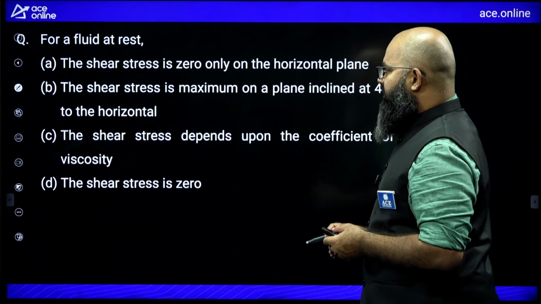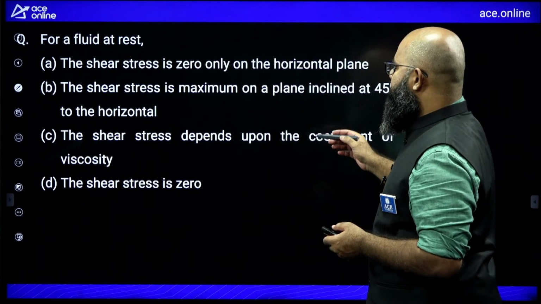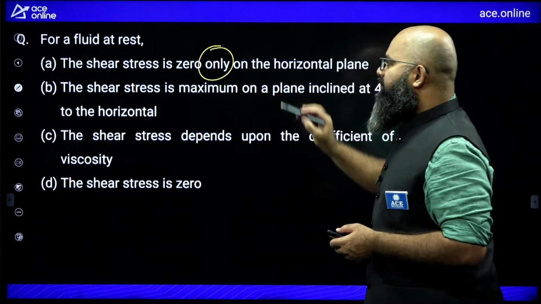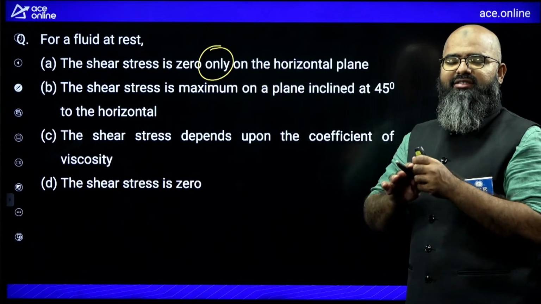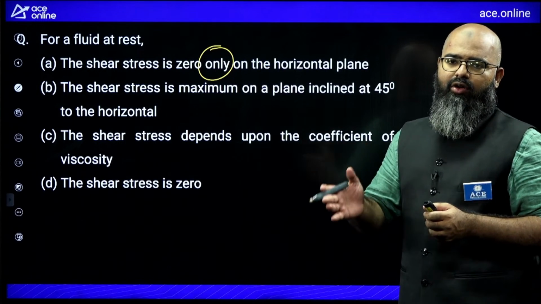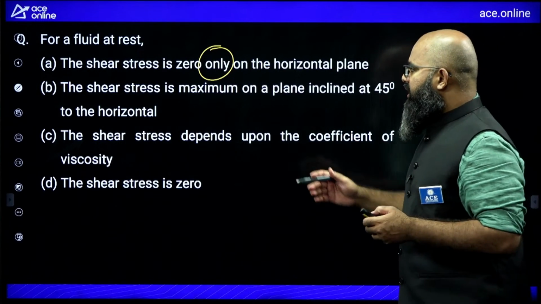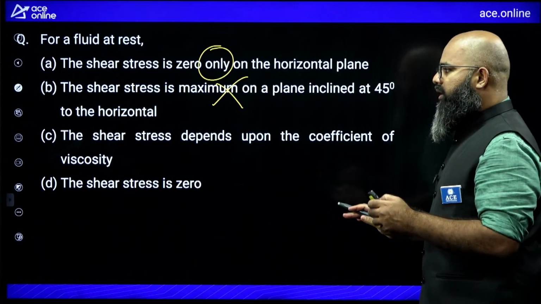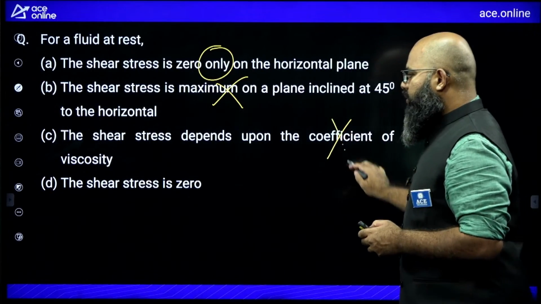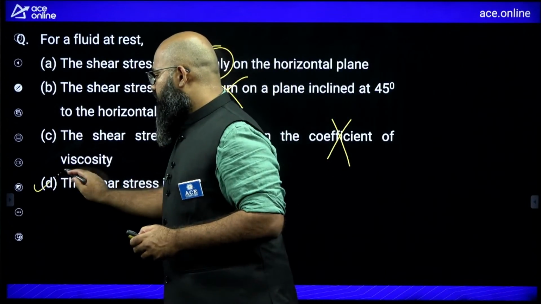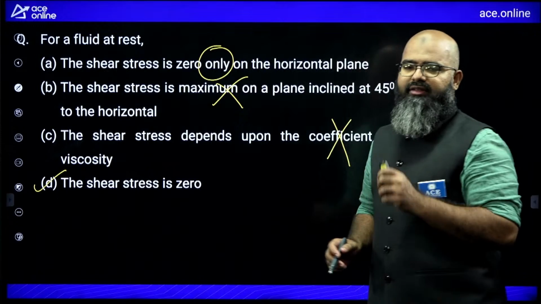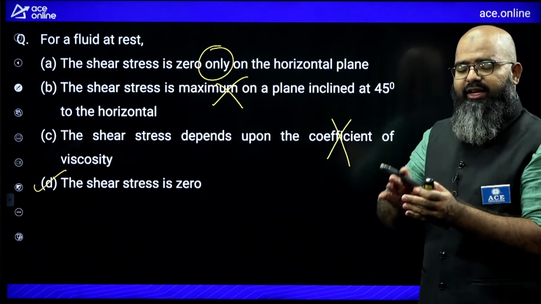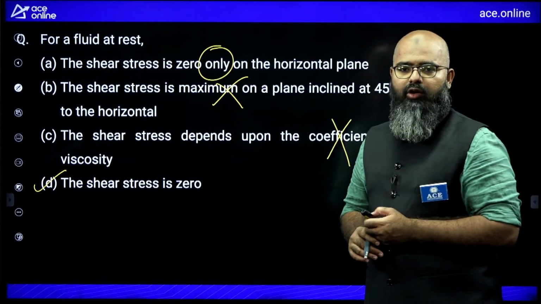Let us read now. For a fluid at rest, let us look at the option. The shear stress is 0 only at horizontal plane. I'm having a problem with this word only. Shear stress throughout is supposed to be 0, whether it is a horizontal, vertical or inclined plane. The shear stress is maximum on a plane inclined 45, no. Shear stress depends upon, no. Shear stress is 0, it is correct. Fluid at rest, shear stress is supposed to be 0. This is basically leading to something called as Pascal's law also.